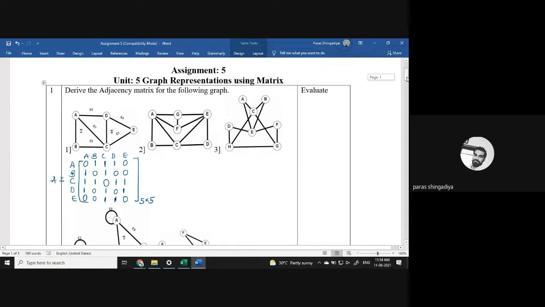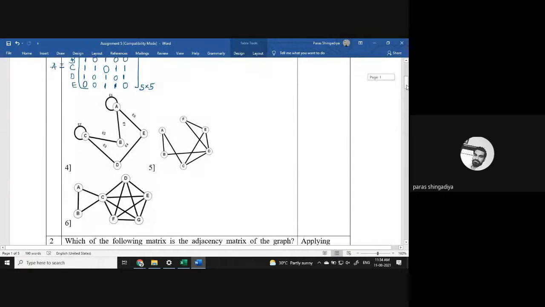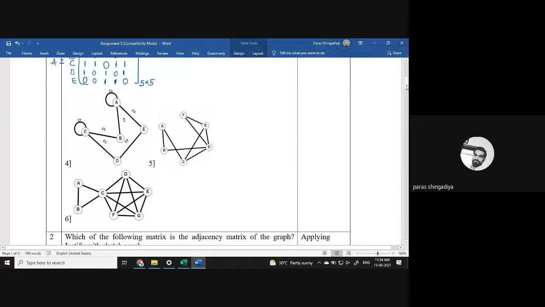Okay, now second and third is complete. Complete 4-1, and 5 and 6 is for your homework. Finish the fourth one because there is a loop there, so you'll get a different answer. That is, 5 and 6 is homework. Also include it in the assignment book.